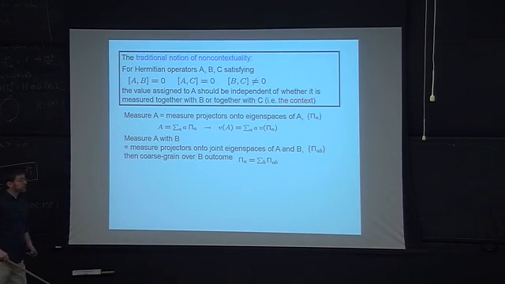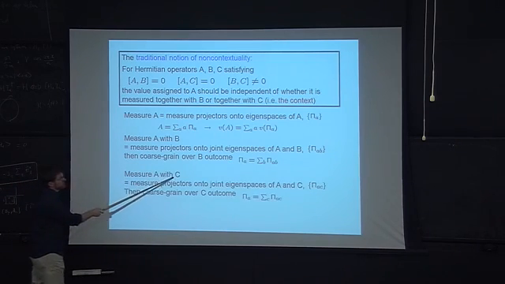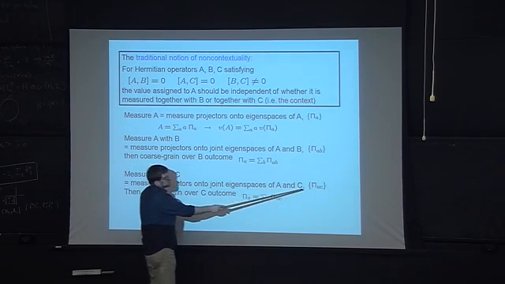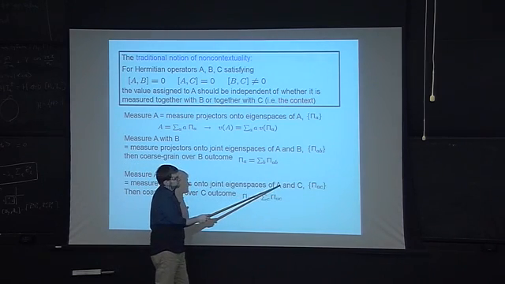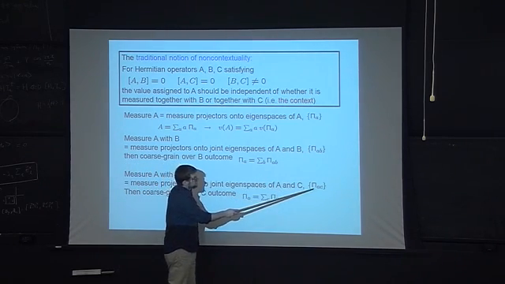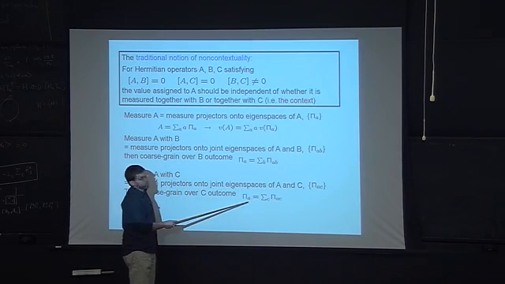But another way of getting pi a is to measure it together with C. Then you're measuring these other projectors. These are the joint eigenspaces of A and C. And then you coarse grain over C, and you get pi a back.